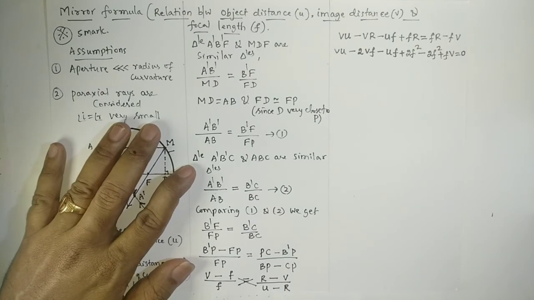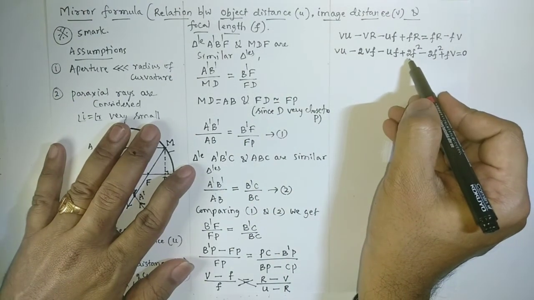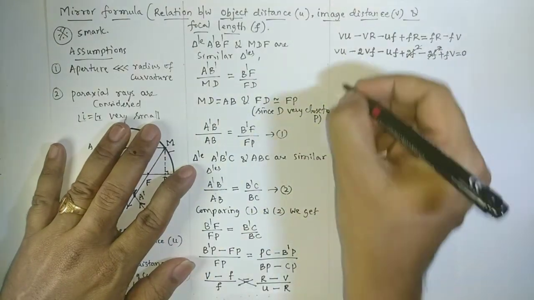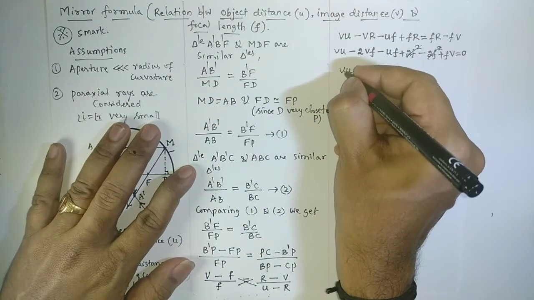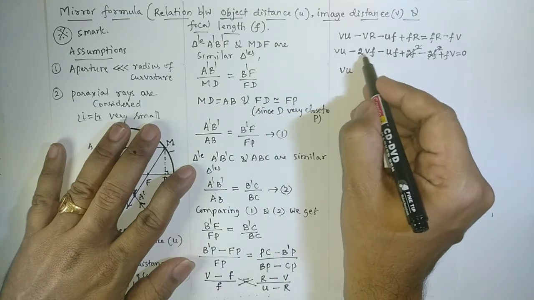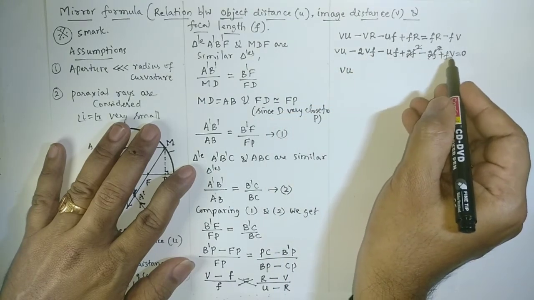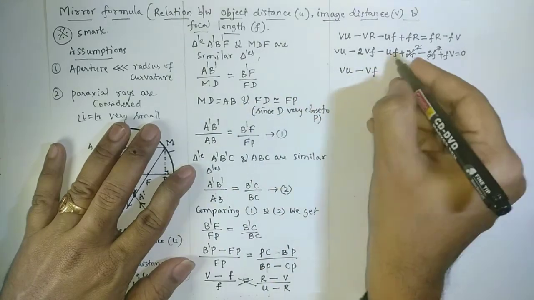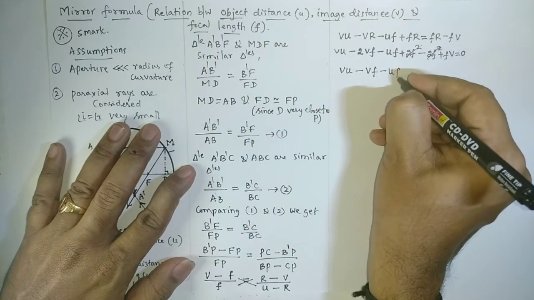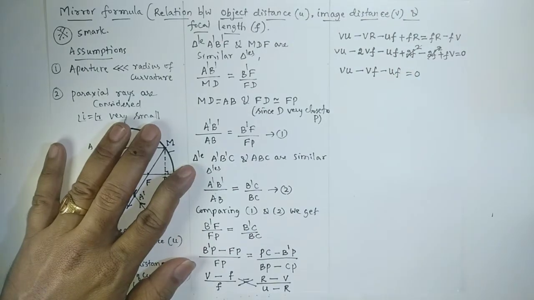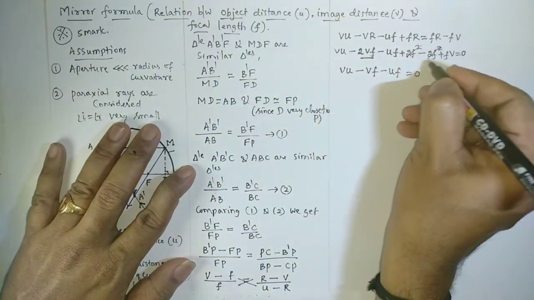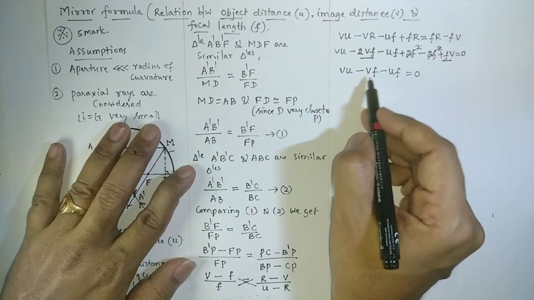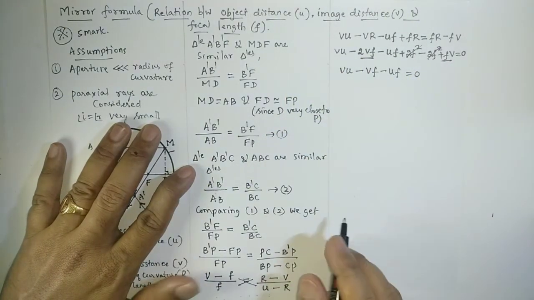Now you can observe here that you have plus 2f square and minus 2f square. So you have vu, written as it is, minus 2vf, and vf plus vf will give you minus vf. You will be left with minus uf, which will be equal to 0. So on simplifying these two terms, minus 2fv and plus fv will give you minus fv.